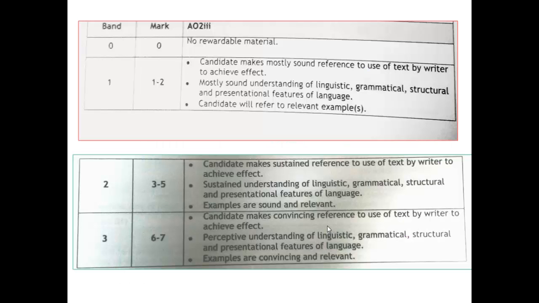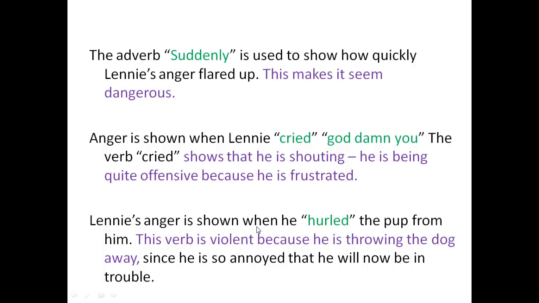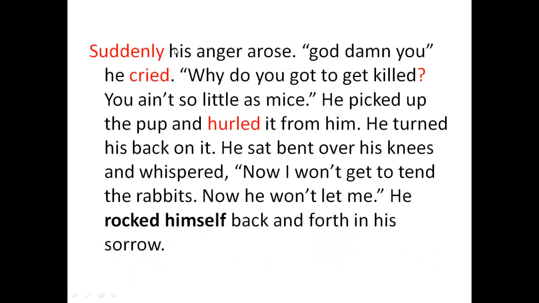So, it says here that you get marks if you make reference to the text, if you can show you understand how features of language are used, and of course your examples need to be relevant. It's all about you giving a quotation to say how the writer achieves an effect. So in this particular answer, we have managed to pick out words from the text that show how anger is presented.